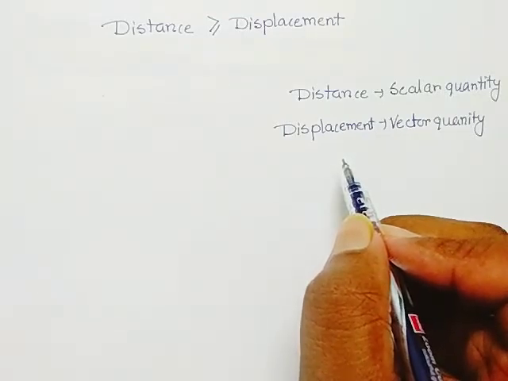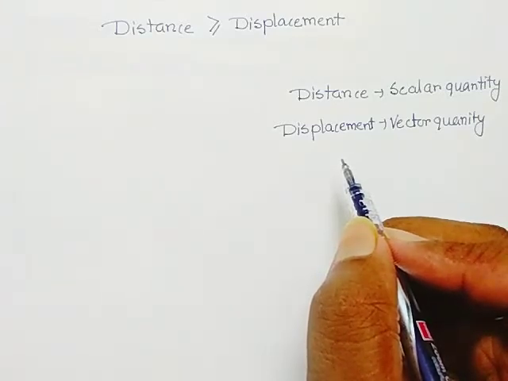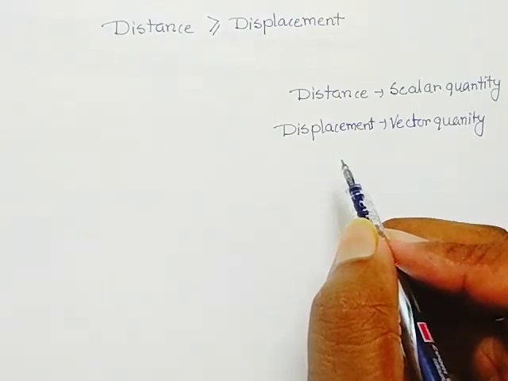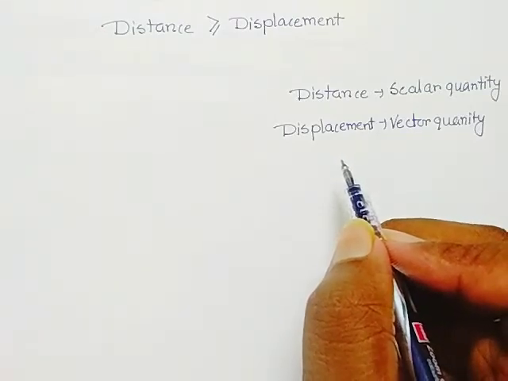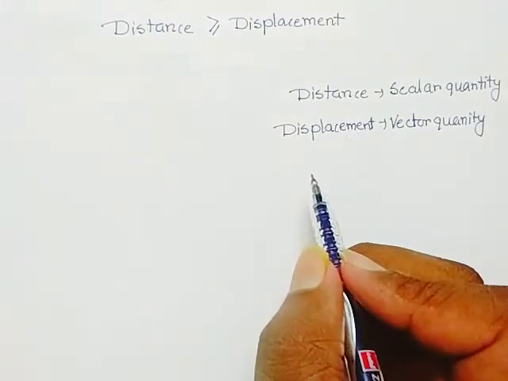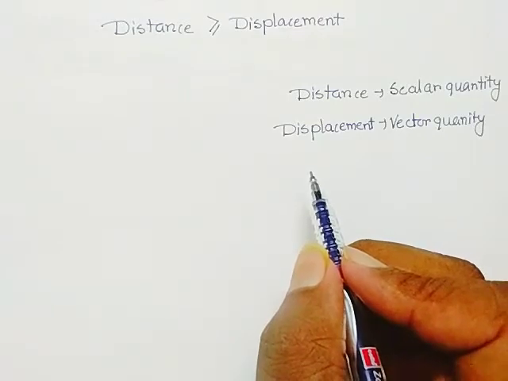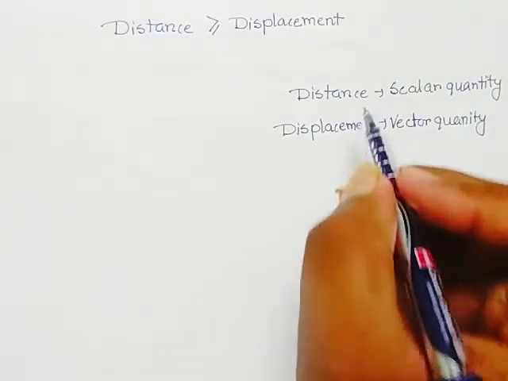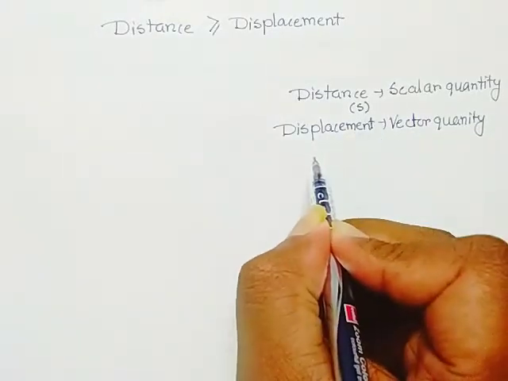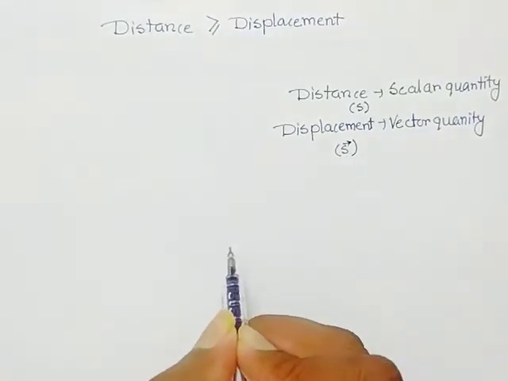So the direction is from the origin, the starting point of the journey, to the final point or the finishing point of the journey. And how to calculate the magnitude of the displacement and distance, or the value of displacement and distance, we have seen. So distance is a scalar quantity denoted by s, displacement is a vector quantity denoted by s vector.